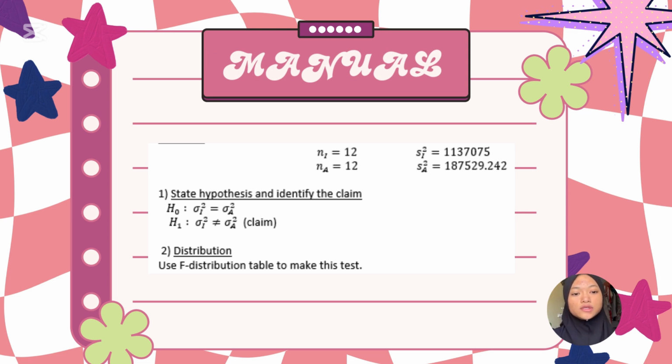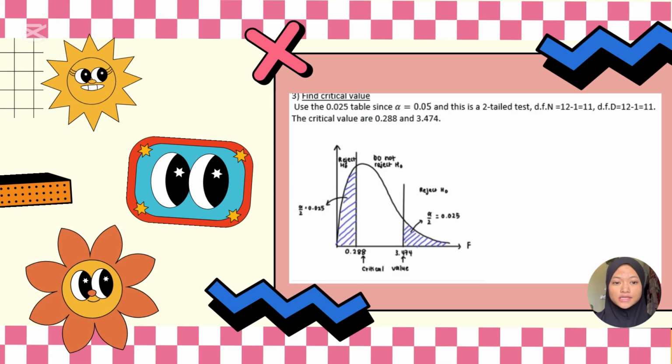In this step, we use the F distribution to make this test because we use the F distribution to compare the variance of samples. Then the third step is find critical value. We use the 0.025 table since alpha is 0.05, and this is a two-tailed test because the H alternative that we can see previously is different. We can find the degree of freedom numerator and denominator by using the formula n-1. As we can see, the number of samples of Android and iPhone is the same, which is 12. So the degree of freedom for both is the same, which is 11.